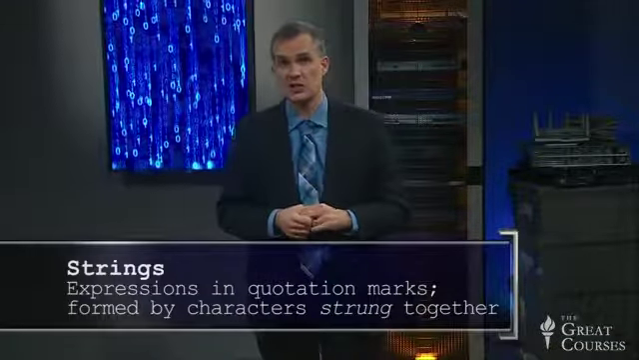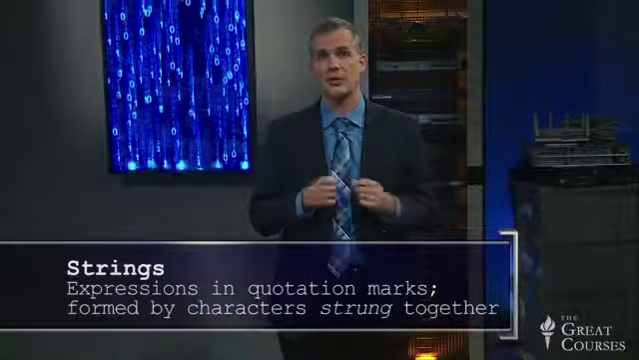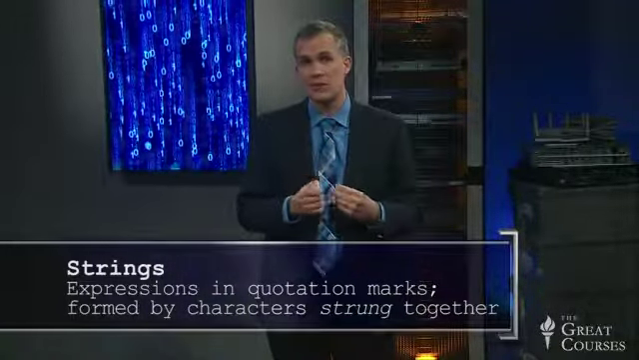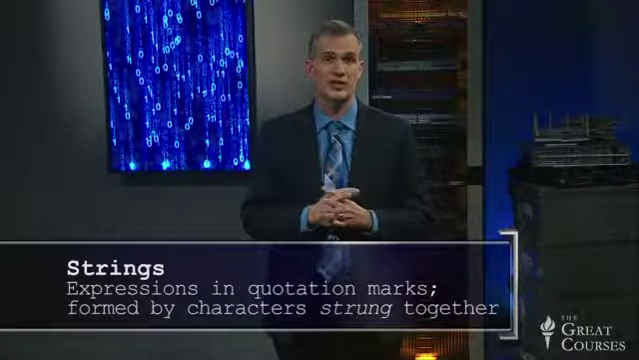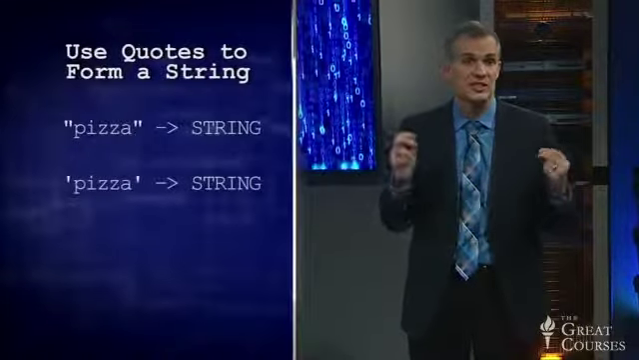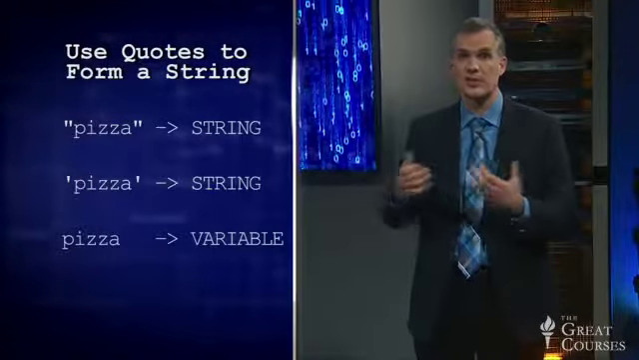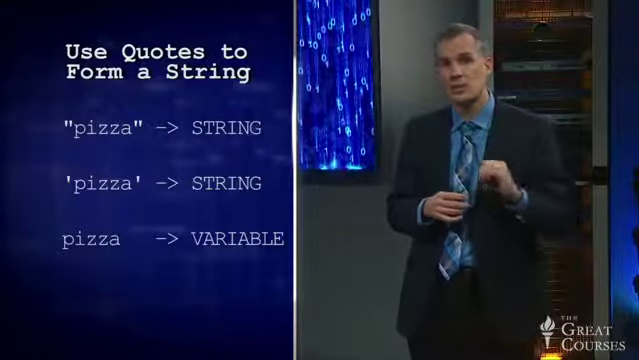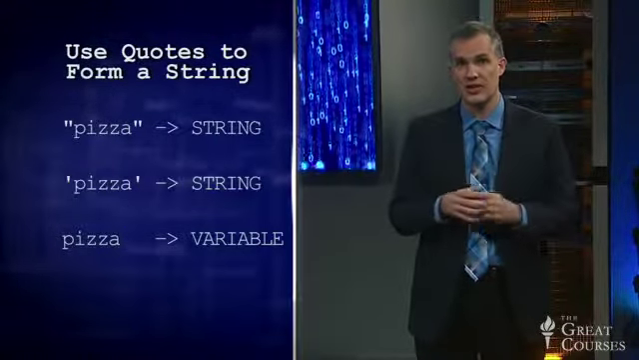Expressions in quotation marks are called strings, since they're formed by characters strung together. The string can be enclosed within either single or double quotation marks. Both work the same way. Remember, though, that you need to have quotes to have a string. "Pizza" in quotes is a string, but pizza without quotes could be a variable name. If you're trying to refer to the actual letters of the text, you have to enclose the text in quotes.